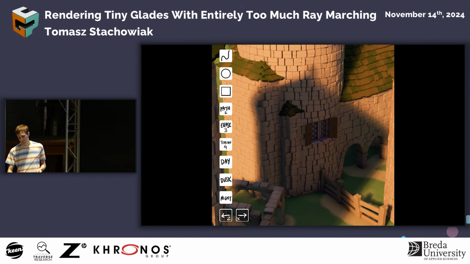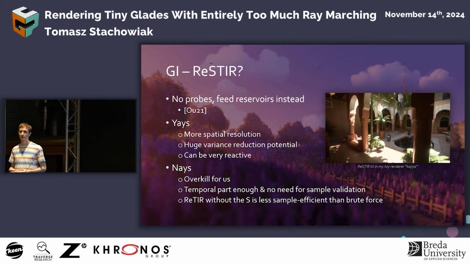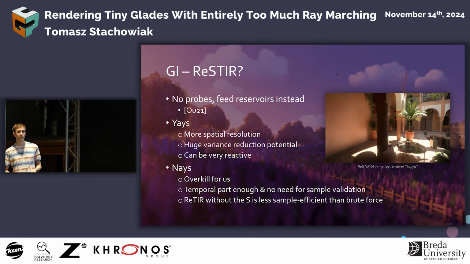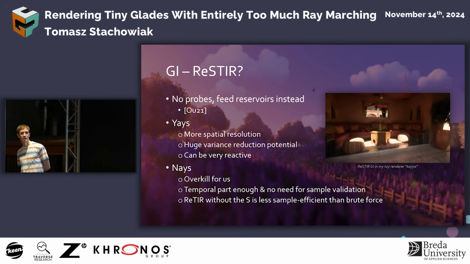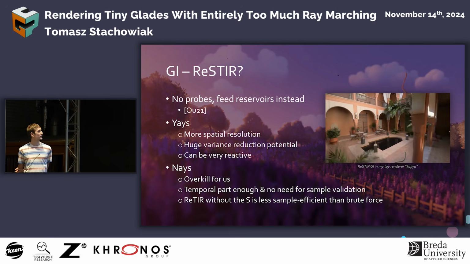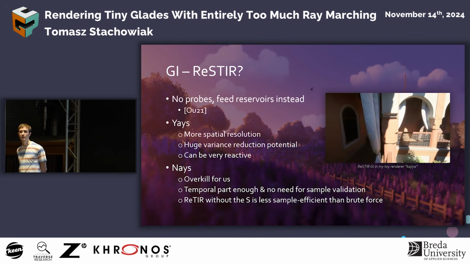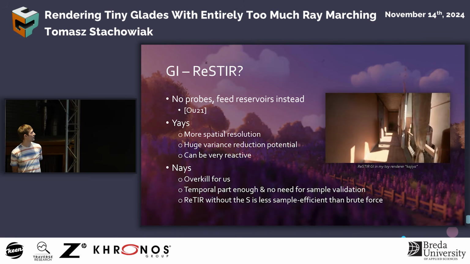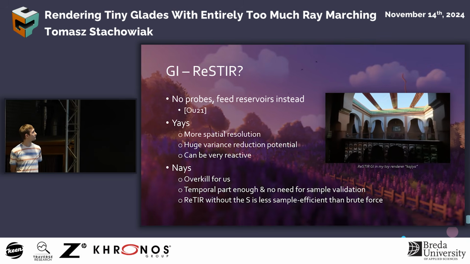And I had experience with a different approach before called ReSTIR, so I threw away the probes and tried ReSTIR instead. In this case, instead of feeding probes, you feed individual reservoirs in the screen, and you get all the spatial resolution that you might potentially want, and then it's just a matter of filtering it well. And the ReSTIR algorithm gives you really good variance reduction and filtering via a complex chain of temporal and spatial filters, and can be very reactive as well, as you can see in the video here.